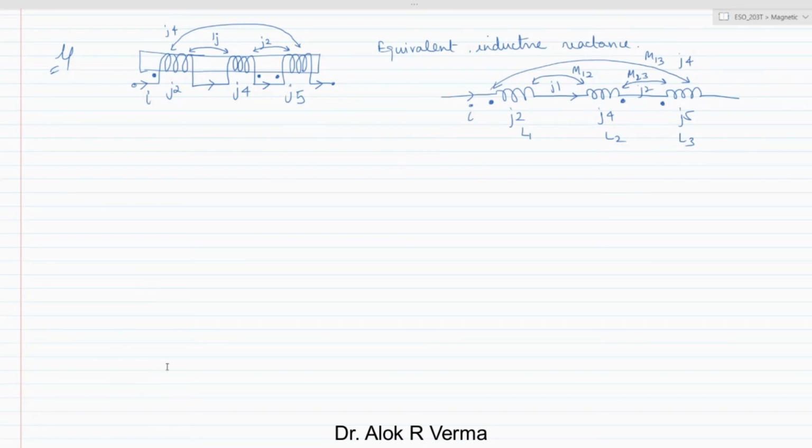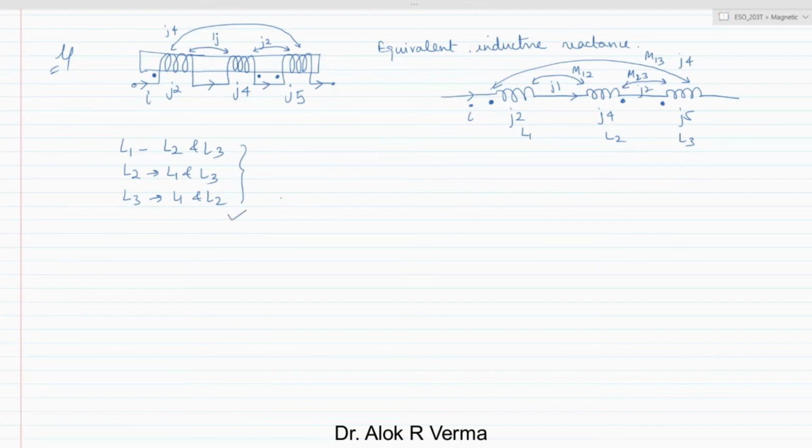So in this circuit we have to first understand that L1 will communicate to L2 and L3, L2 will communicate to L1 and L3, and L3 will communicate to L1 and L2 through the mutual inductance. So there will be 6 terms: L1 L2, L1 L3, L2 L1, L2 L3, L3 L1, and L3 L2. This is very important to understand.